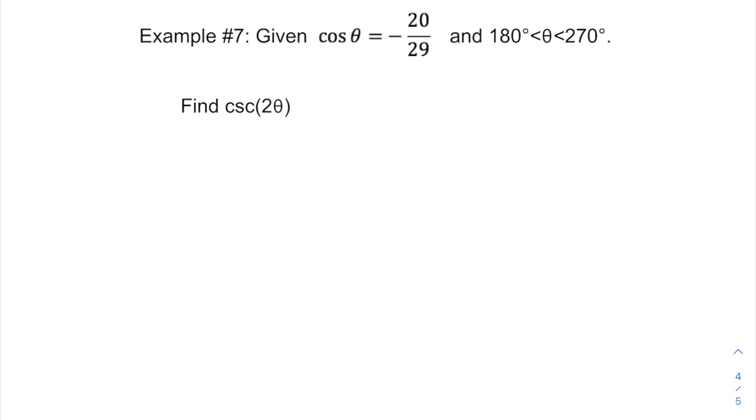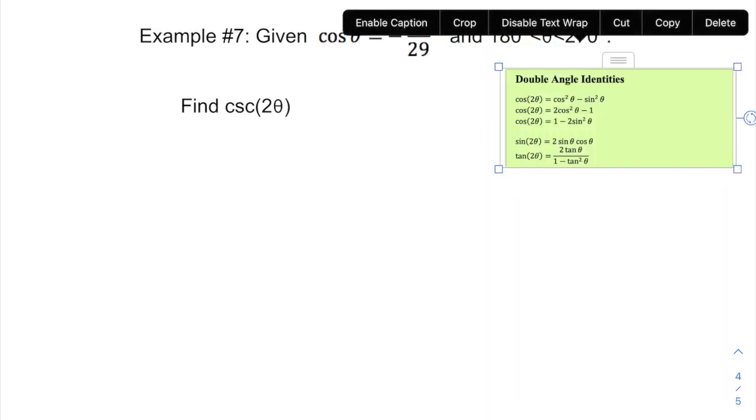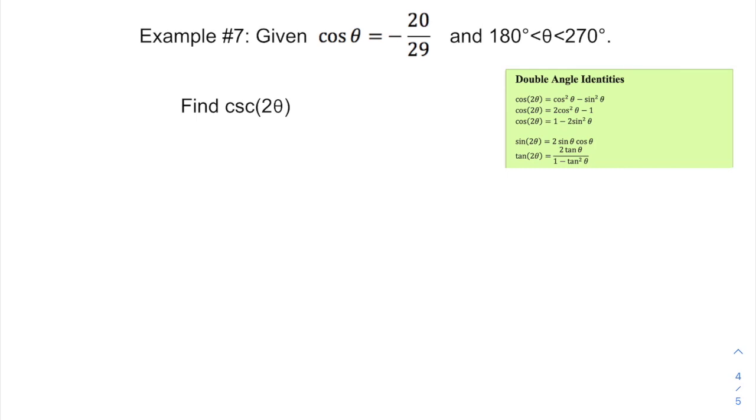One last question here. Example 7 is very similar. So let me put my picture here so that we can work with it. We are given that the cosine of theta is negative 20/29. Theta is in between 180 and 270, so theta's in the third quadrant. And we want to find cosecant of 2 theta. So I'm going to start this way. Cosecant is the reciprocal of sine. So I'm going to start with sine 2 theta. And once I find sine, I'm just going to flip the fraction.